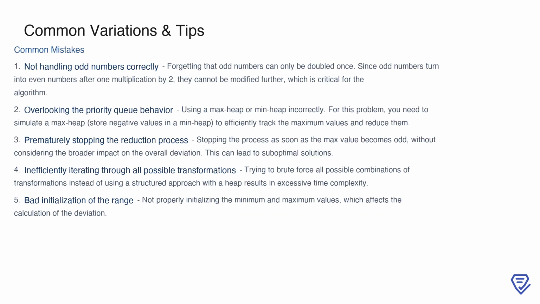When solving this problem, there are several common mistakes to watch out for. First, it's easy to mishandle odd numbers. Remember, odd numbers can only be doubled once. After that, they become even and can no longer be modified further. This limitation makes it critical to handle them correctly within the algorithm.